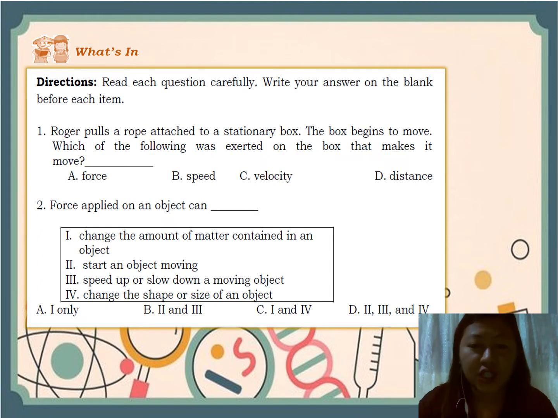1. Change the amount of matter contained in an object. 2. Start an object moving. 3. Speed up or slow down a moving object. 4. Change the shape or size of an object. So what is the correct answer? Is it letter A, 1 only, B, 2 and 3, C, 1 and 4, D, 2, 3 and 4?